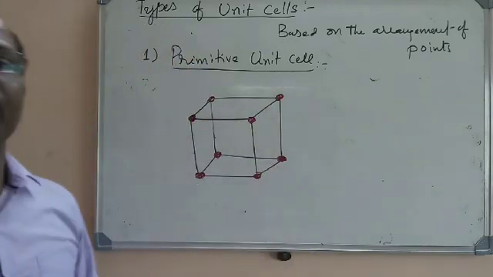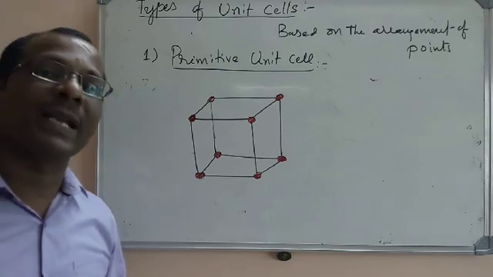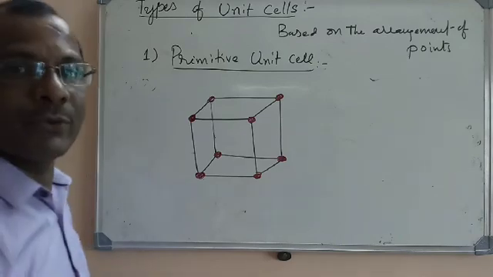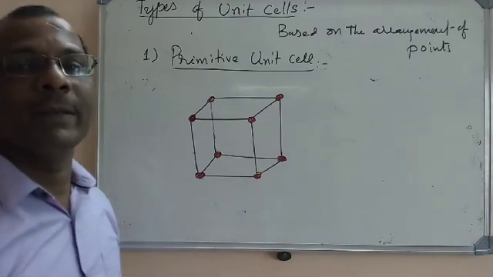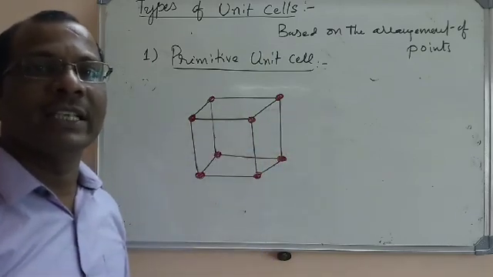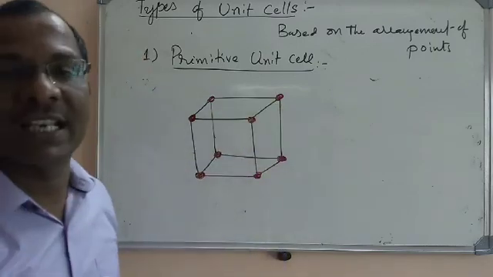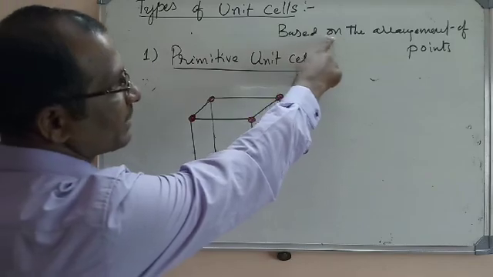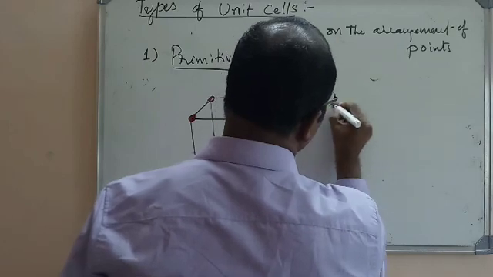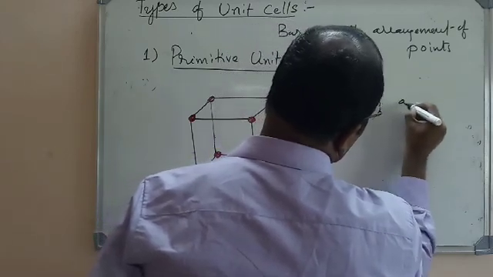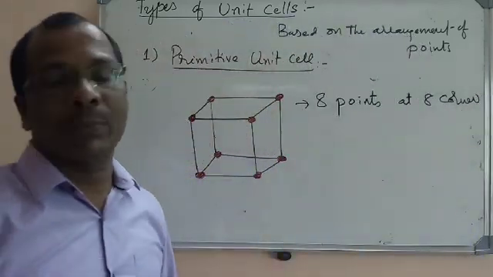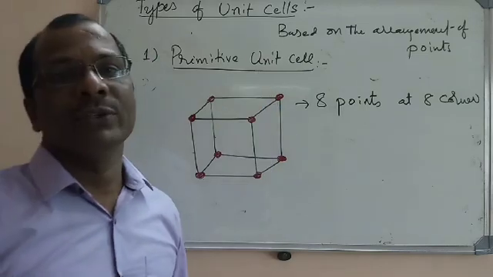This is called a primitive. Primitive means basic, primary. So what is a primitive unit cell? A primitive unit cell is formed by positioning 8 points at the 8 corners of the unit cell. If a unit cell has 8 points at the 8 corners, then it is called a primitive unit cell. This is the arrangement of the points. Based on the arrangement of the points, it is a primitive unit cell. So 8 lattice points at 8 corners. That means each corner will have 1 point here. This is the primitive unit cell.